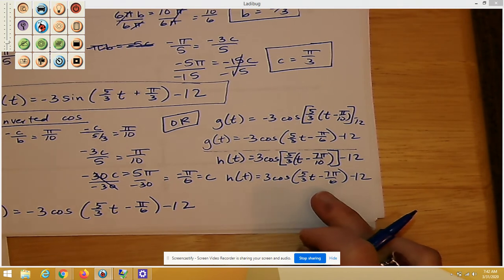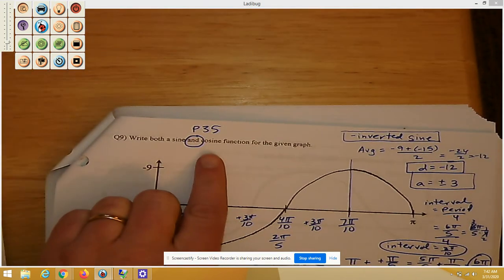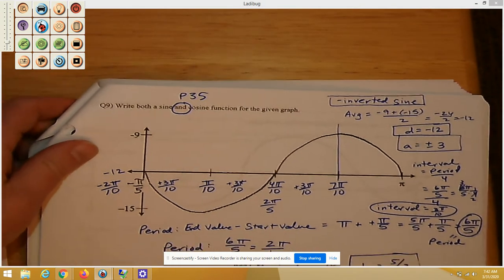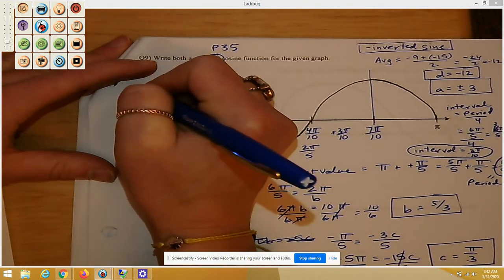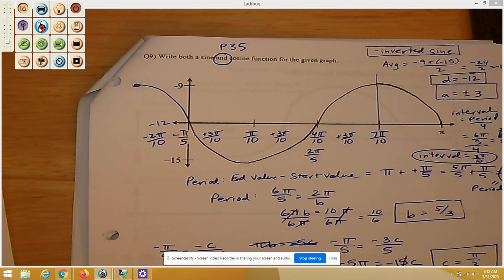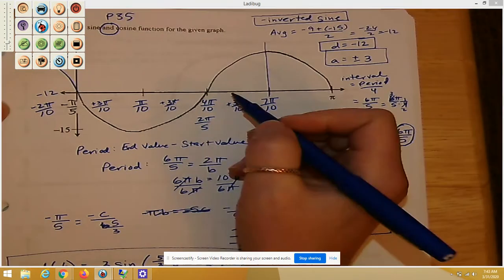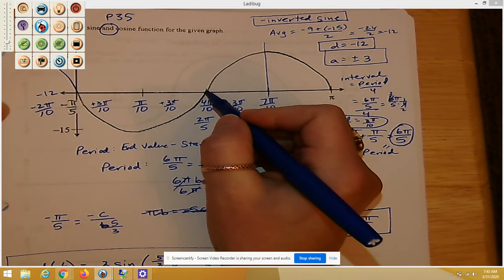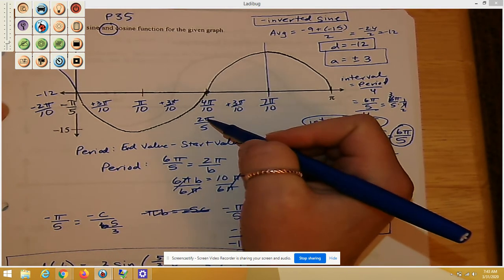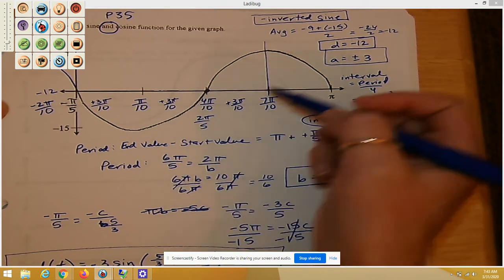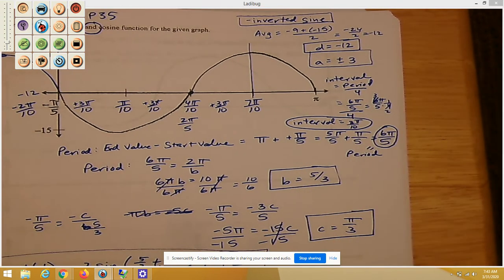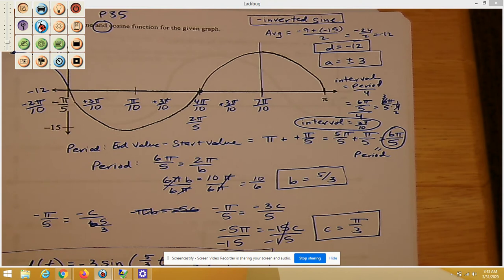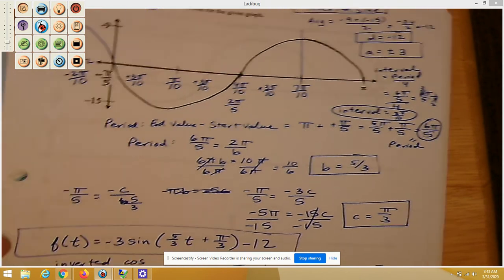It's not asking for you to write more than one sine and more than one cosine, but there are lots of ways that I could have done this. If I wanted to go back here, I could have done an inverted cosine from there. I could have done a sine function that's regular and not inverted, starting at the 2 pi over 5. I could do an inverted sine starting at the pi. So there is an unlimited number of correct equations. However, there are some that are very common.